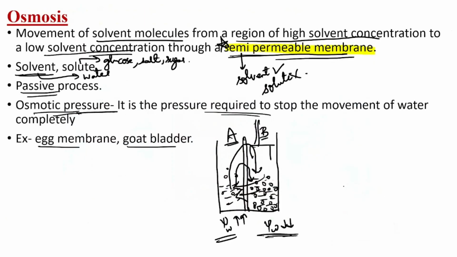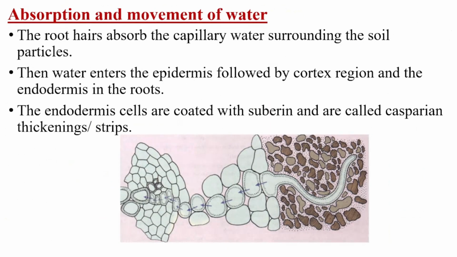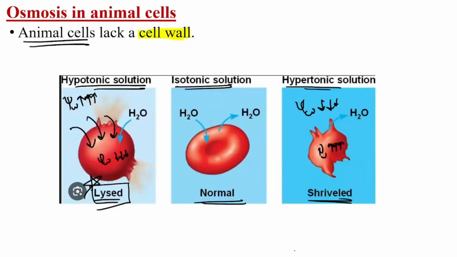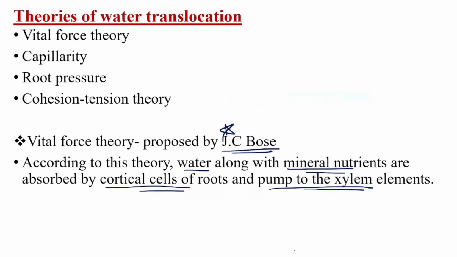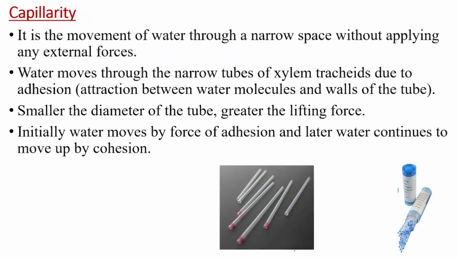So according to J.C. Bose, I'll show you this. He said that the cortical cells, these are the cortical cells, take up the water along with the mineral nutrients and pump it to the xylem elements. Pump means what? Here it is by active transport. That is what he is telling. It takes place at the expense of energy. This was the theory put forward by J.C. Bose in his vital force theory. The next theory is capillarity.